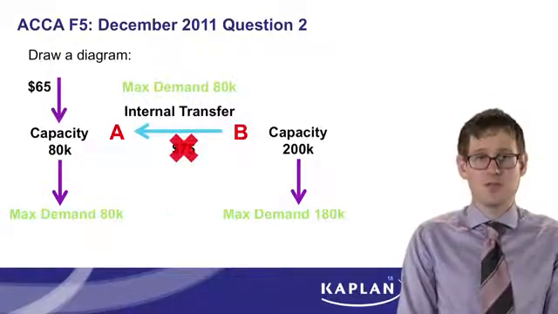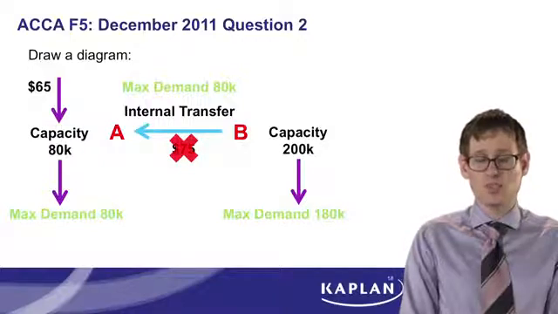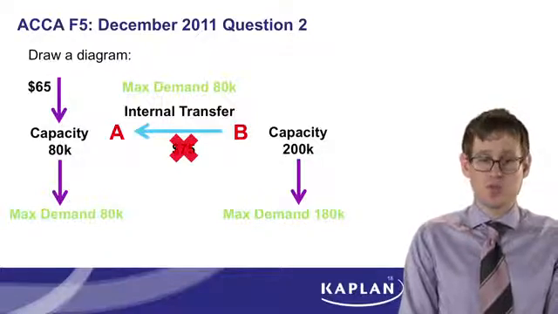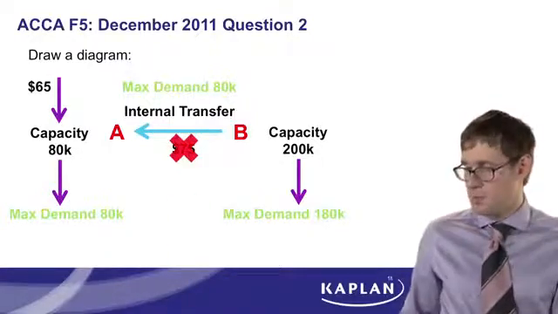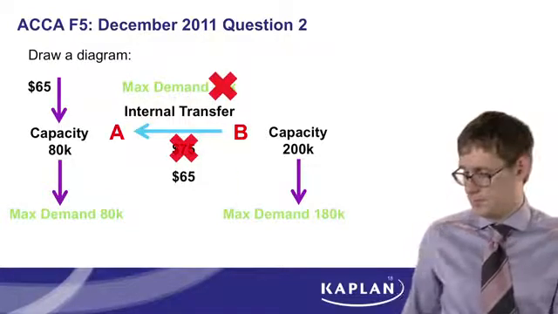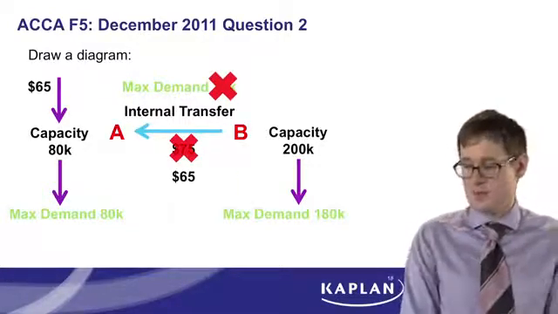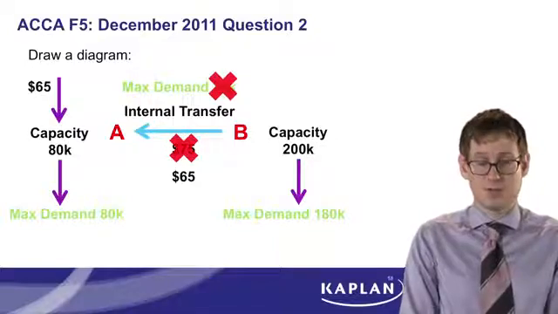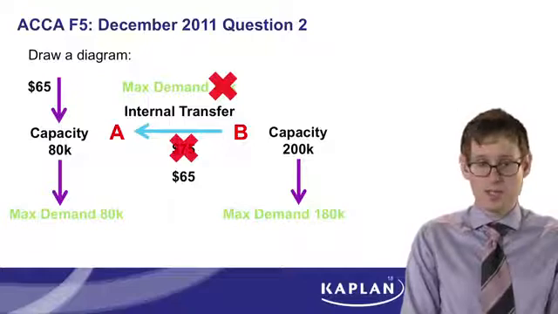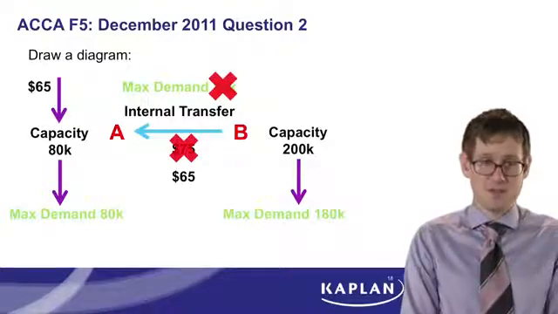This means that Division B would need to lower its transfer price. If not, Division A will simply ignore Division B and Division B will end up with underutilised capacity. So B lowers its price to $65. This means then that the maximum demand from Division B to Division A will now be only 20,000 units.